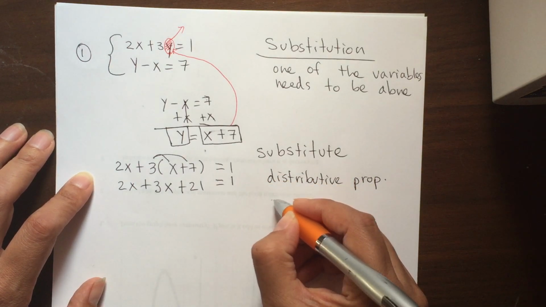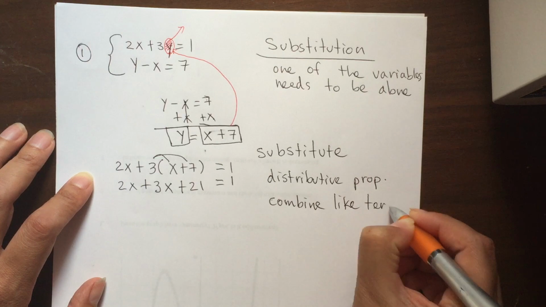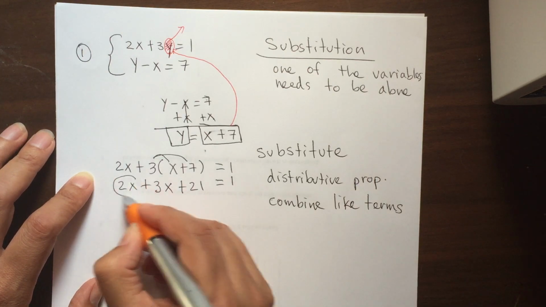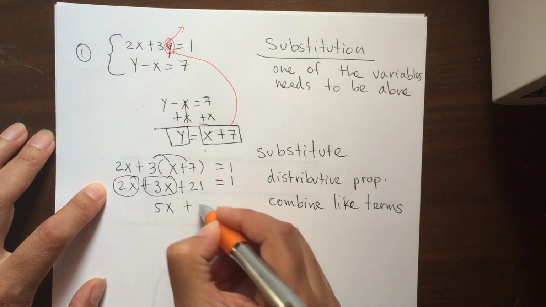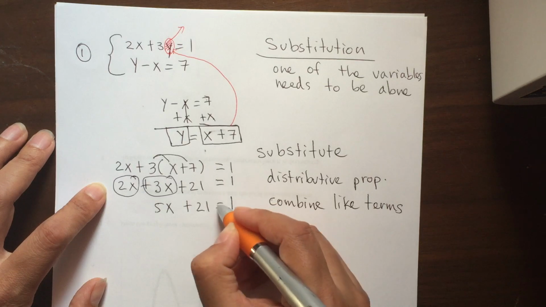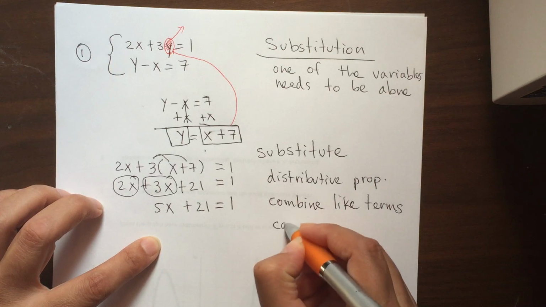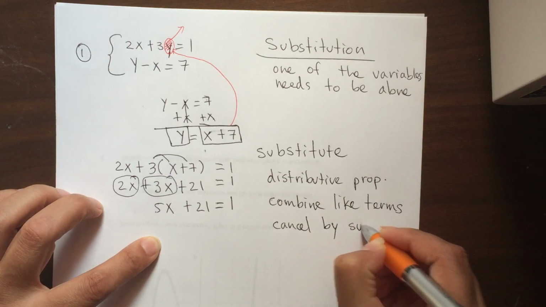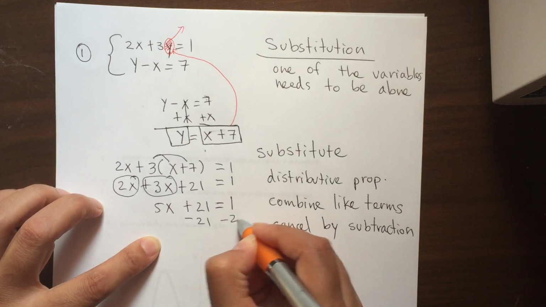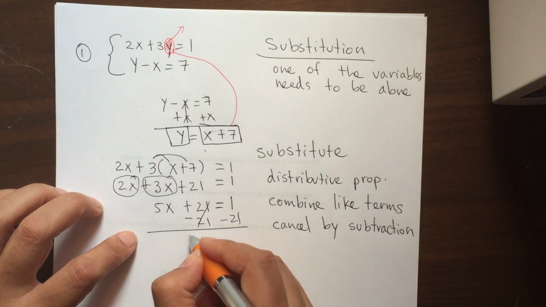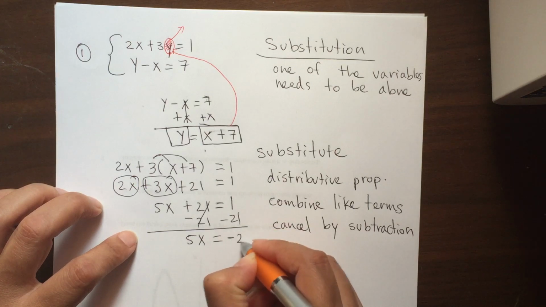The next step is going to be combine like terms. And so my like terms are the 2x and the 3x, and that makes 5x. And I bring down the rest, which is plus 21 equals 1. And so now I'm going to start canceling. Cancel by subtracting. Subtraction. So I'm going to take away 21 from both sides. And 5x is equal to negative 20.